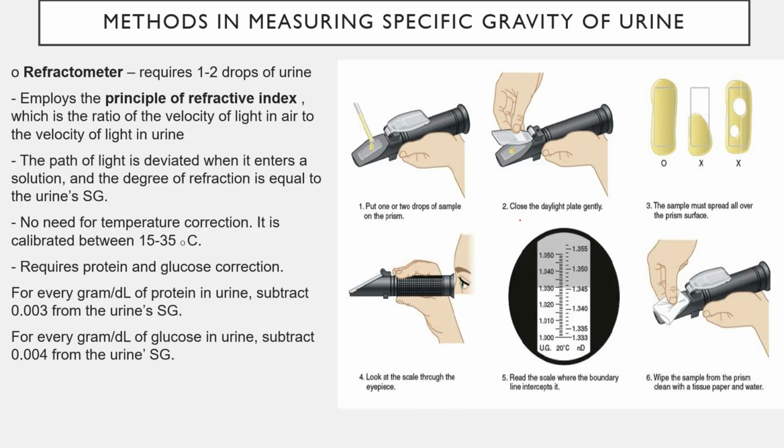The path of light is deviated when it enters a solution, and the degree of refraction is equal to the urine's specific gravity. So, unlike urinometer, class, sa refractometer, you don't need to perform correction sa temperature, but it requires protein and glucose correction. So again, for every gram of protein, subtract 0.003. For every gram of glucose, 0.004. So I believe, class, ginawa niyo to sa laboratory, itong refractometer na to.